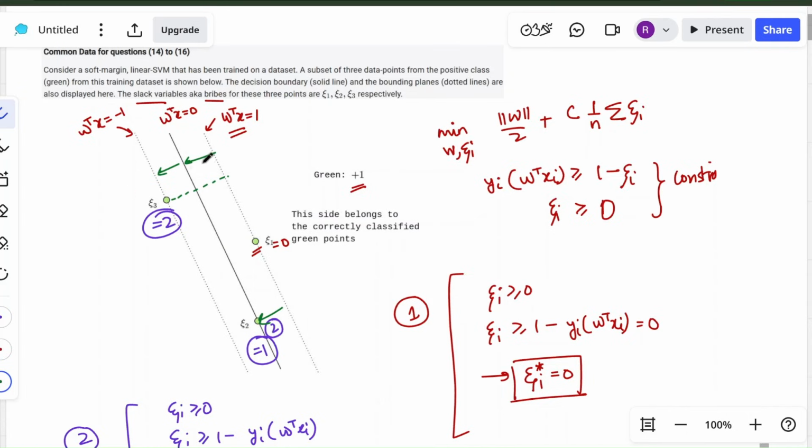Remember, this is not the distance. This is the distance as per W. Okay, W transpose x equal to 1 minus 1, 0. So the farther you move, the bribes increase. If you stay within your premises, then the bribes do not increase. It remains 0. That is how it works.